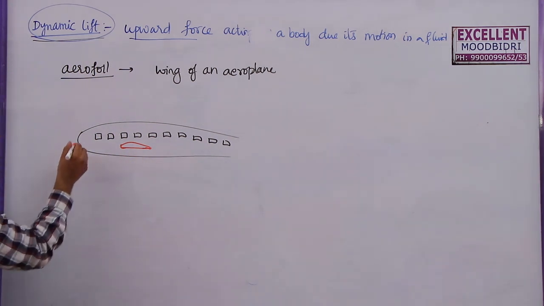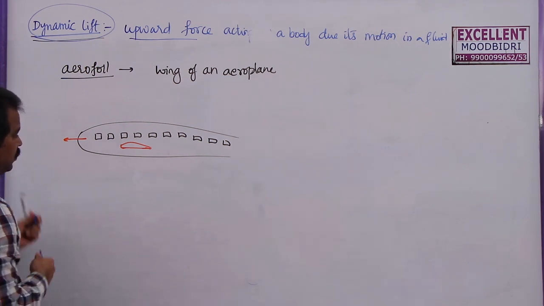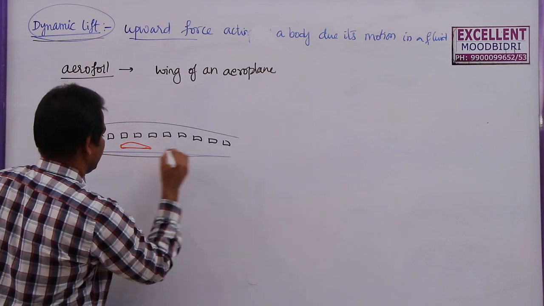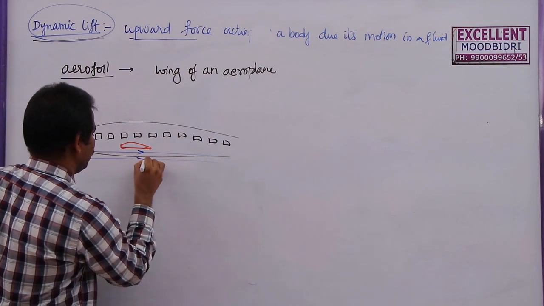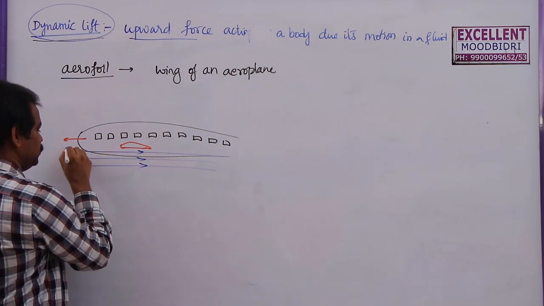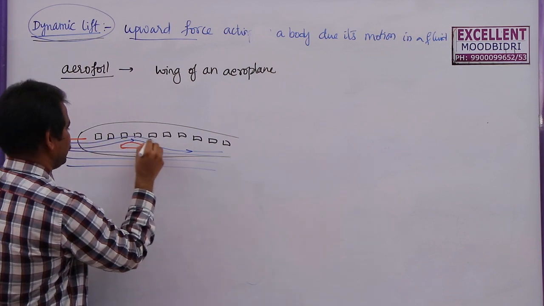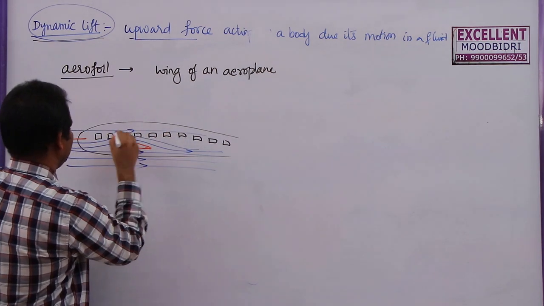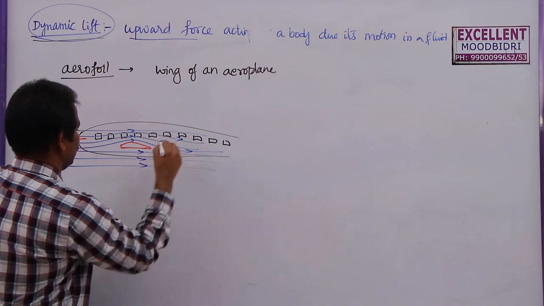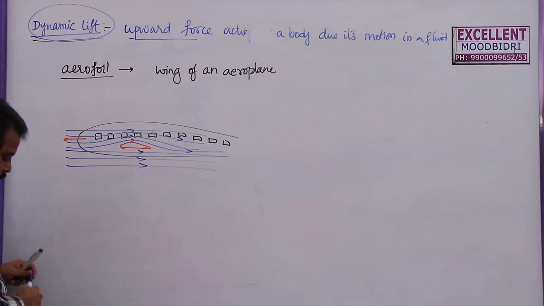Now, when it is moving in the forward direction, what about the streamlines of air on this wing? Here generally these streamlines will follow like this. They will move in this direction. Air is moving in the opposite direction to the aeroplane. So the streamlines will travel like this, just similar to that spinning ball. Here the streamlines are crowded together above the aeroplane wing.